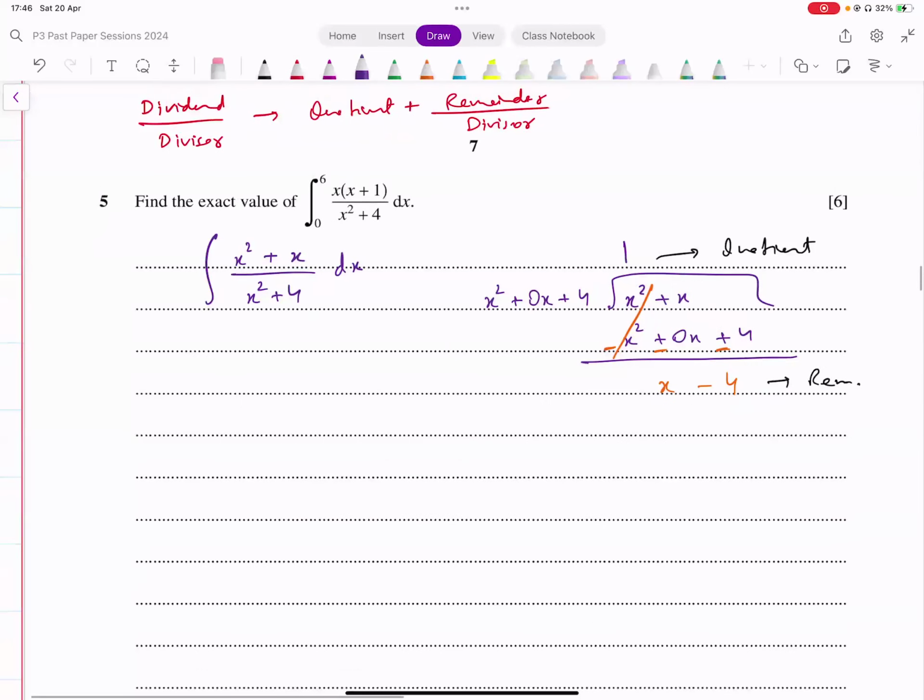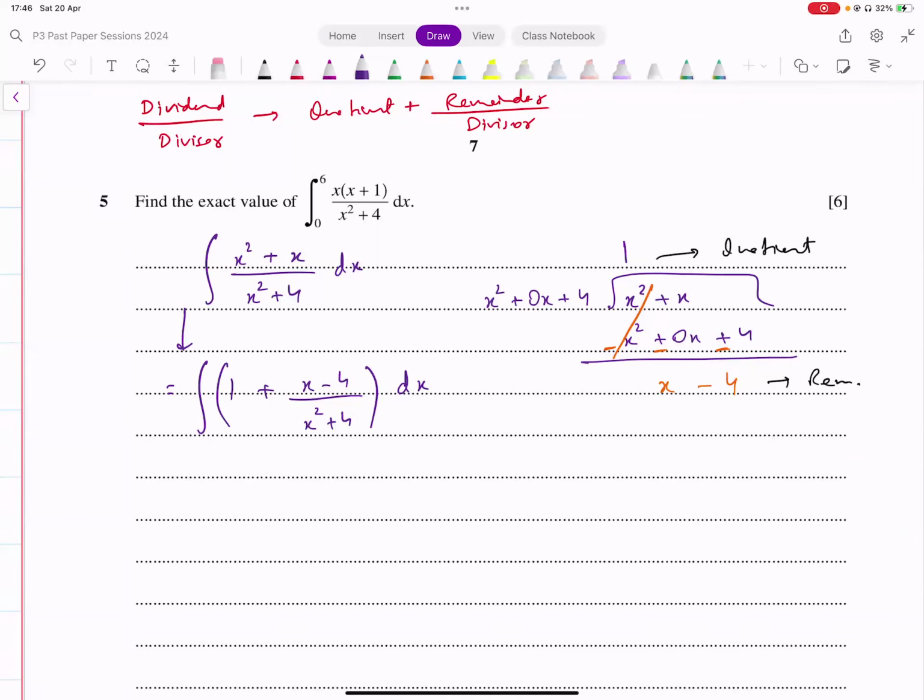So we can write this fraction like this. This is dividend over divisor. We can write that as quotient, which is 1, plus remainder, which is x minus 4, over the divisor, which is x squared plus 4. So you split it into two parts like this, and then you think of how to integrate it after that. This is the first step that you have to do here. There's no other possibility in this case.